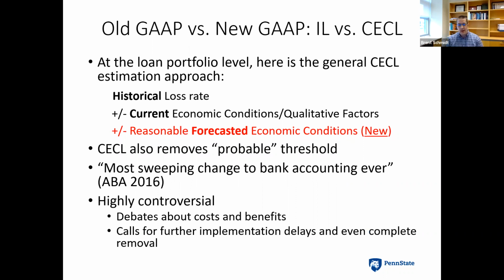So I have this quote on the screen as well, which I think I've seen in just about every CECL paper that I've read. It's a quote from the American Bankers Association that refers to CECL as the most sweeping change to bank accounting ever. So this was a very big change to bank accounting, and as a result of that, it's very, very controversial. There have been a lot of debates about the costs and benefits of CECL, several calls to delay implementation of CECL, and in some cases, even remove CECL altogether.